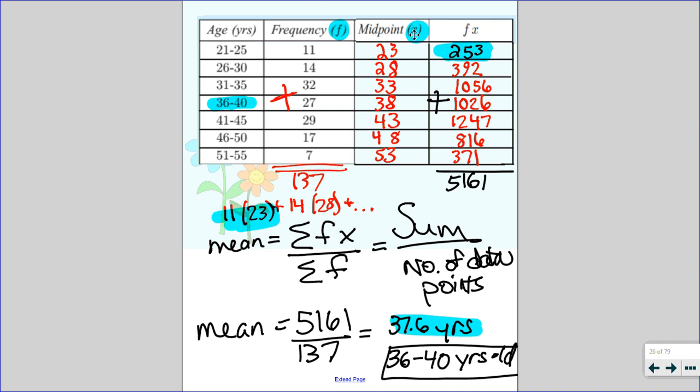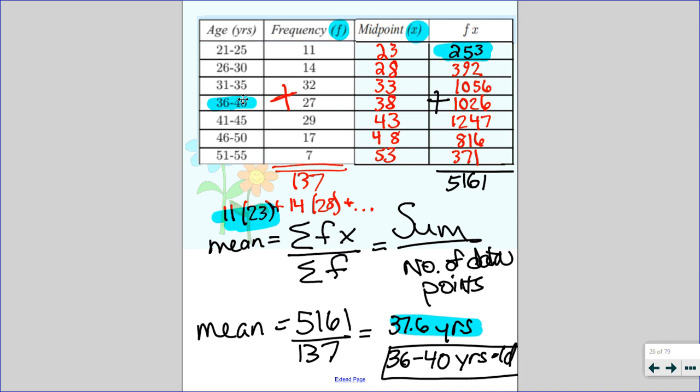We create this little chart. Again, the midpoint is halfway in the category, and then fx is just multiplying the frequency times the midpoint. We add those up to get the sum of everyone's age, and then divide it by the number of people that we had surveyed, which was 137. And that finds us the mean of all the people's ages. That is how we find the mean if you don't know the exact ages, and you just know a category.